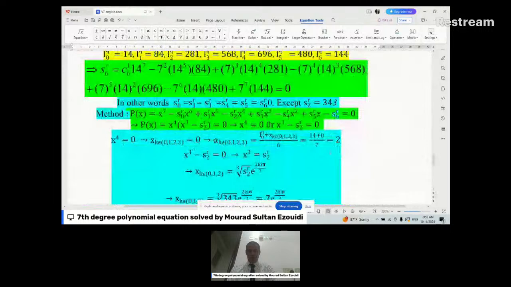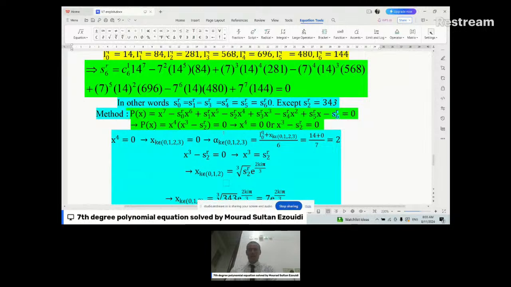Now, learners, you see, after calculating the coefficients of our new 7-degree polynomial equation, it has to be written as P of x equals x to the power 7 minus S0 of order r times x to the power 6 plus S1 of order r times x to the power 5 minus S2 of order r times x to the power 4 plus S3 of order r times x cubed minus S4 of order r times x squared plus S5 of order r times x minus S6 of order r equals 0, where all the S_{k-1} equal 0 except S_{-1} and S2.